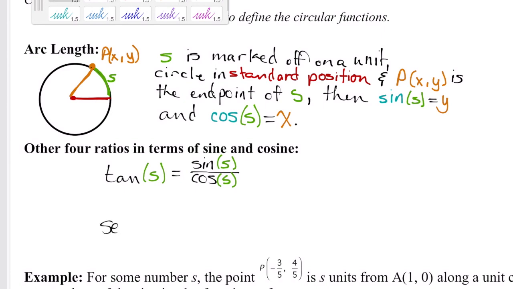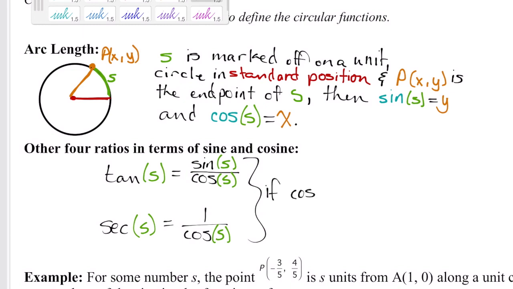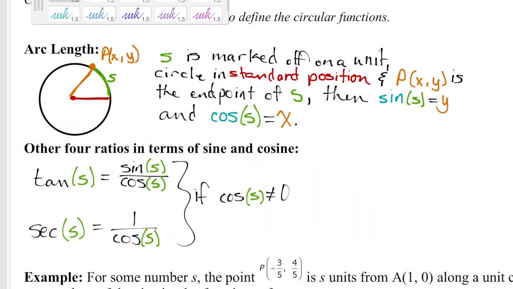And then secant is the reciprocal of cosine, so it's just 1 over cosine of s. These are both only if cosine of s is not equal to 0, because on the bottom, if cosine of s is equal to 0, it would end up being undefined. Then we also have cotangent, which is the reciprocal of tangent, so we flip it: cosine of s over sine of s.